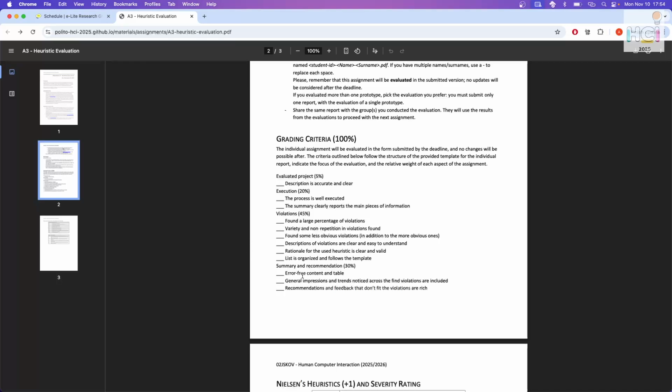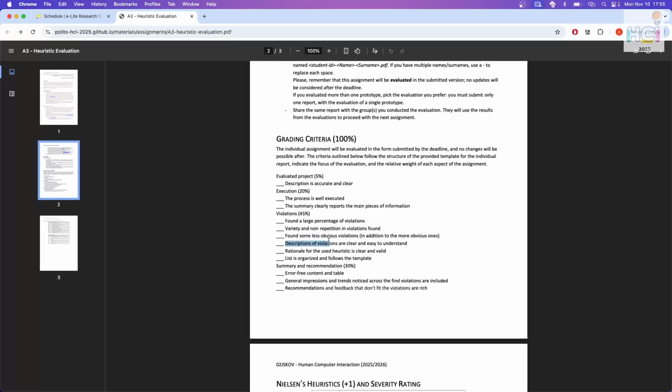So I think you can read this list. Again, for the violations, we will evaluate the extent to which you find a large percentage of violations, and the variety and non-repetition in the violations. We will evaluate the descriptions of the violations, if they are clear and easy to understand. And of course, we will also evaluate if you categorize these violations well or not, because the tricky point here is understanding which heuristic is involved in a specific problem.